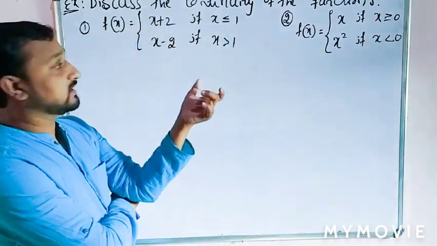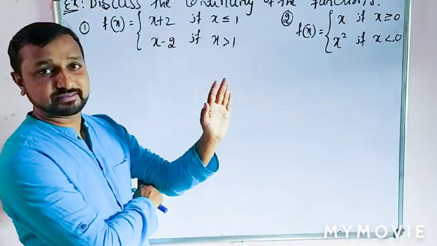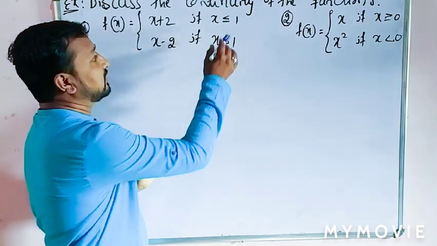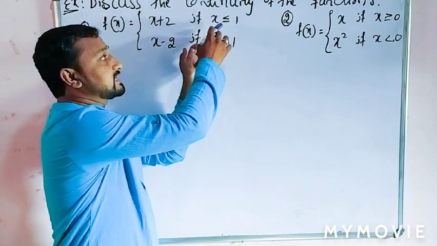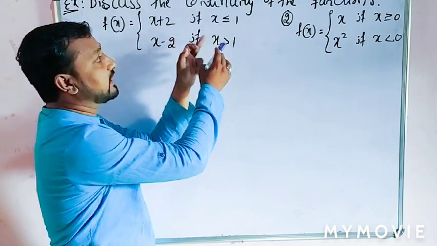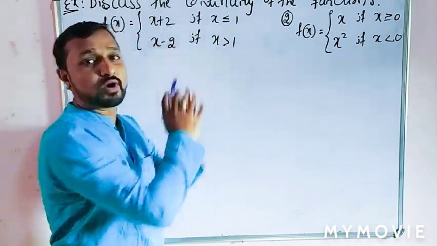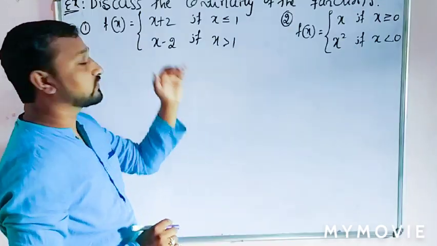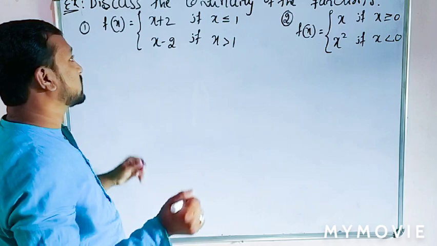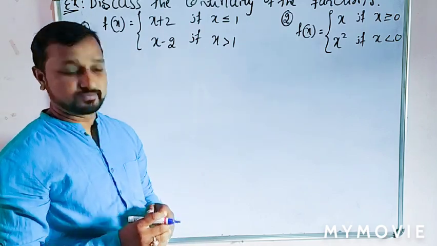In these two examples, there is no particular point. But x lies either less than 1, greater than 1, or equal to 1. So in that type of example, we solve with a different method. I solve one example, then one for you.